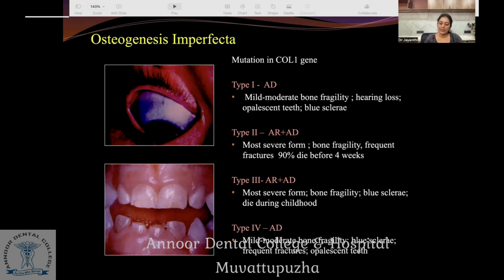So bone fragility, opalescent dentin, and blue sclera are the three important features in osteogenesis imperfecta. And just from a theoretical point of view, based on the severity and also based on the mode of transmission, you have 4 different types of osteogenesis imperfecta, type 1 to type 4.